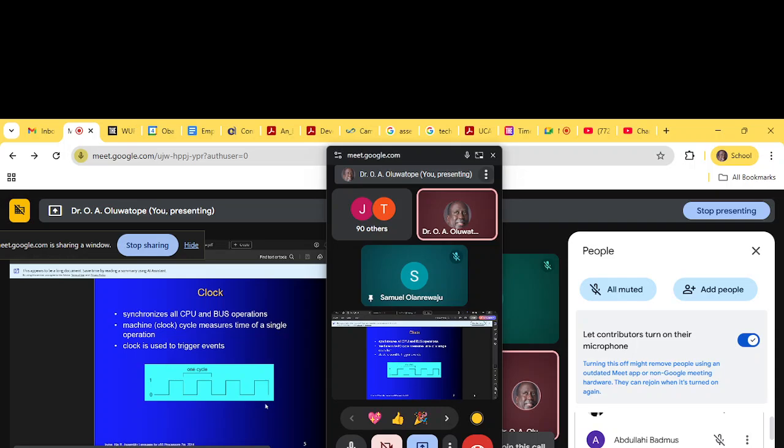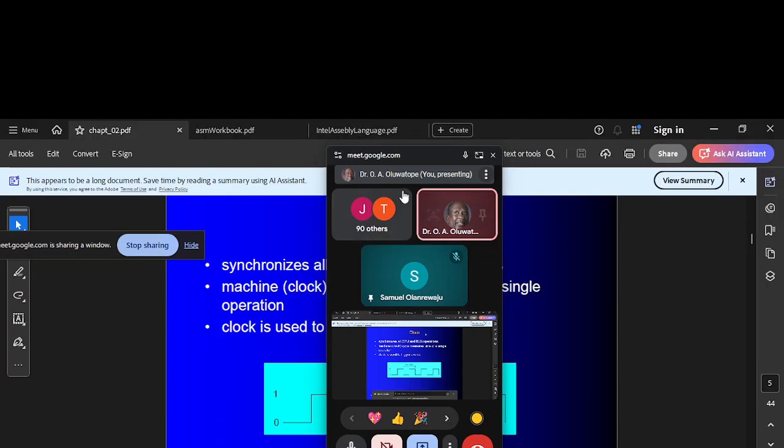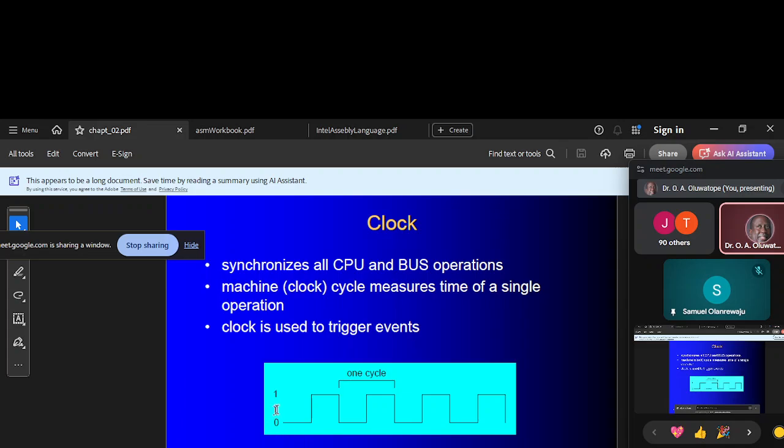Okay, so if you take a look at a typical clock train, it's a voltage level that pulses from 0, and then it rises to 1 and goes down. So one clock cycle is from one rise to another rise. So this is a clock cycle.